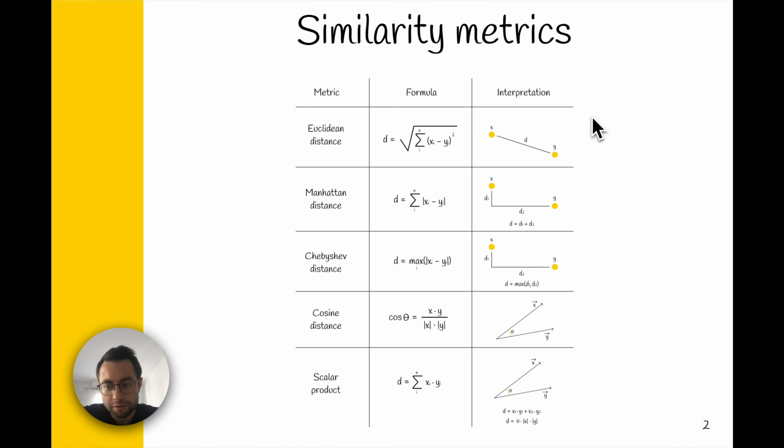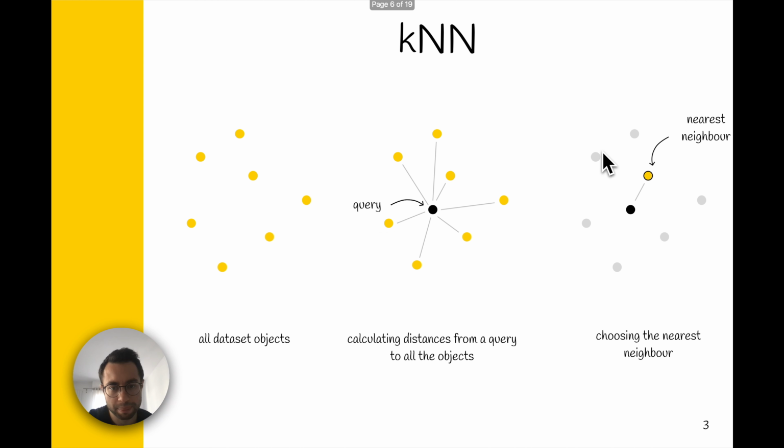Okay, so if you know the basic machine learning, I think you are familiar with some of these similarity metrics that can be used. This is just as a reminder that you can use different metrics to measure the distance between a pair of vectors. So on the left, you can see the name of the metric along with its formula, and on the right you can see the visual explanation of how this metric works. This is just as a reminder.